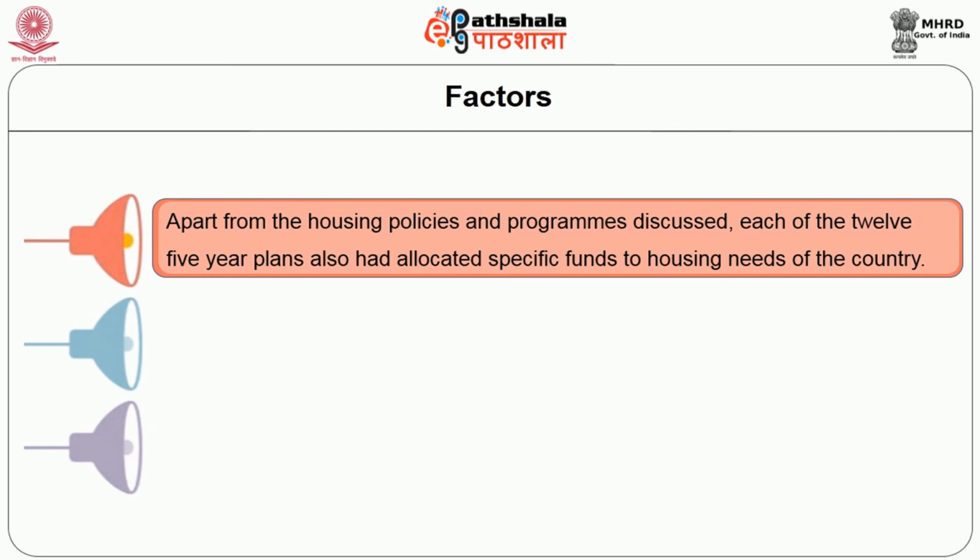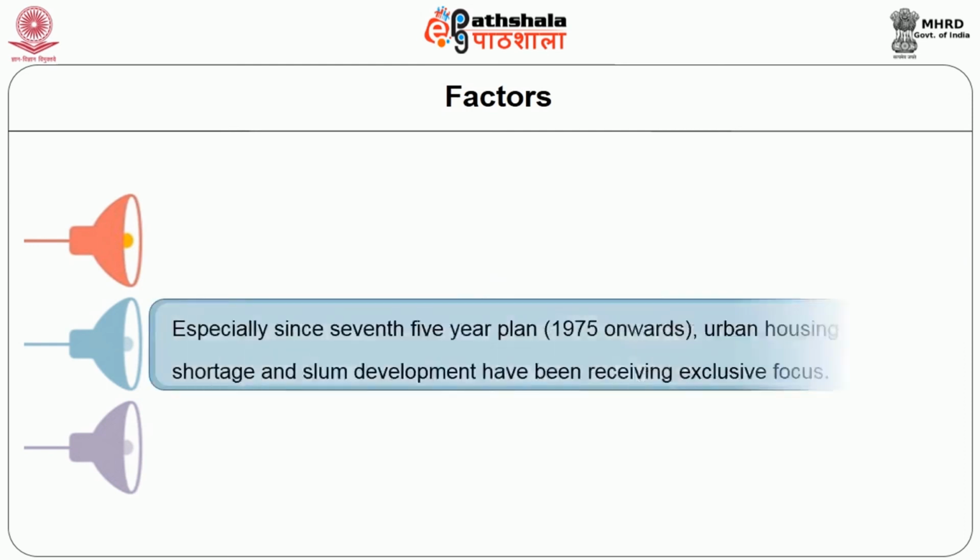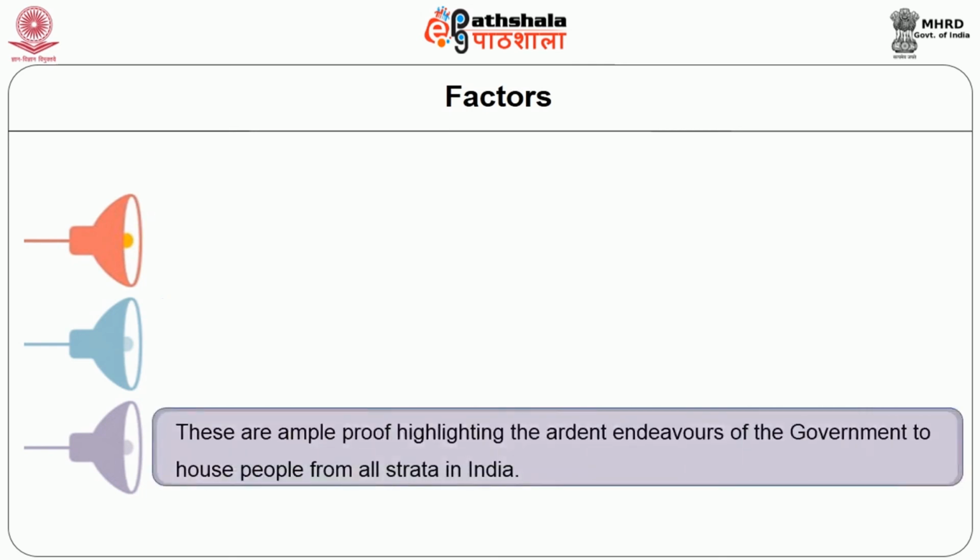Apart from the housing policies and the programs discussed, each of the 12 5-year plans also had allocated specific funds to housing needs of the country. Especially since the 7th 5-year plan in 1975 onwards, urban housing shortage and slum development have been receiving exclusive focus. These are ample proof highlighting the ardent endeavours of the government to house people from all strata in India. This session was meant to introduce you to the status of housing in India, causes and reasons for housing shortage, governmental intervention, and the need for beneficiaries' active participation to realize mutual benefits by all the stakeholders.